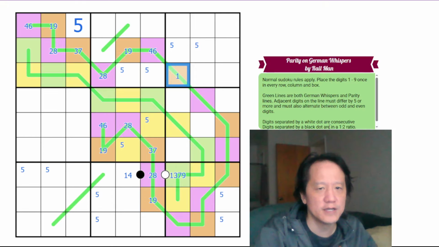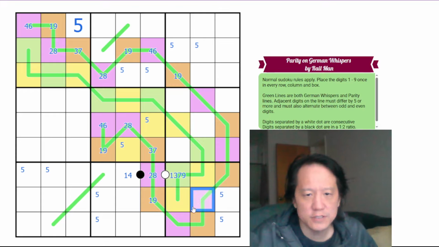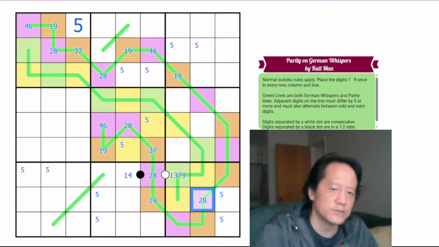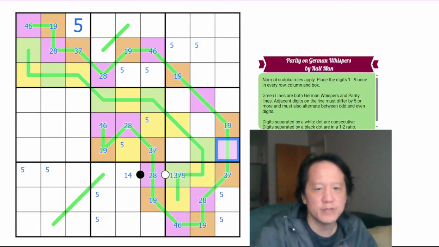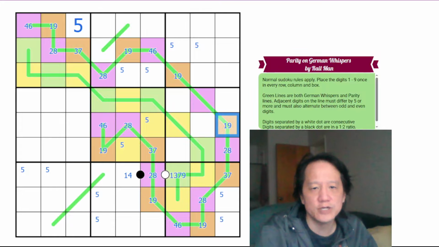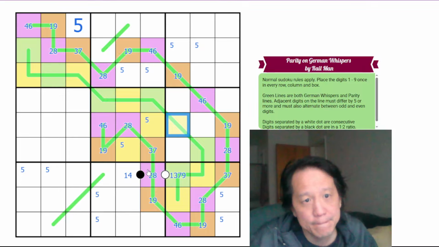4 or 6 again has to be next to 1 or 9. This is next to 2 unique digits. It cannot be 4 or 6, so this is 2 or 8, which forces this to be 4 or 6, which is next to 1 or 9. That makes this 3 or 7, which forces this to be 1 or 9. This pink is next to 2 unique digits, so it's 2 or 8, which forces this to be 4 or 6. Okay.